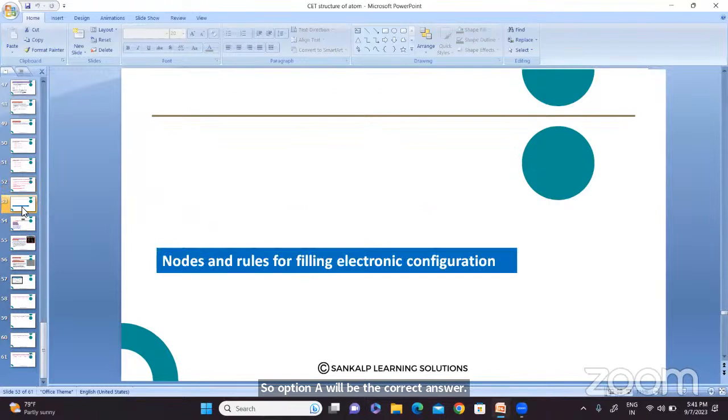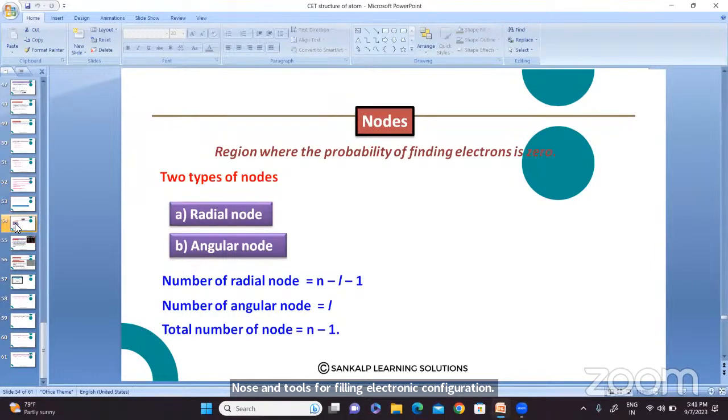So next is nodes and rules for filling electronic configuration. So what is a node? A node is a region where the probability of finding the electron is 0. Two types of nodes are there. One is the radial node, second is the angular node.